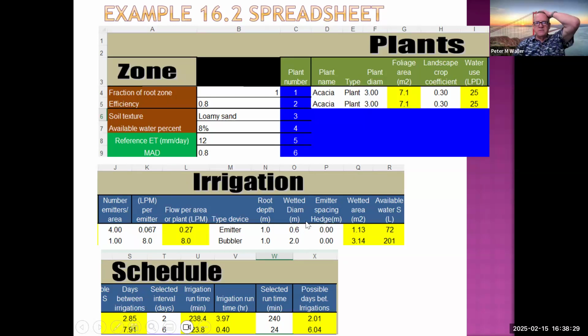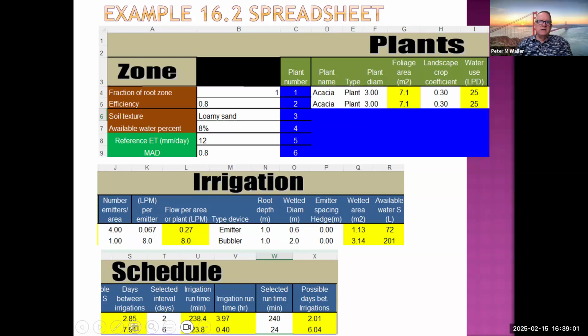And then we have the root depth, the wetted diameter, the emitter spacing. And the thing about the emitter spacing here is this has an if-then statement. If it's a hedge, then you give this a length. But if it's just a plant, you let it be 0, and it'll calculate it as a plant with cylindrical, circular geometry. So the wetted area is 1.13. The available water under that wetted area of the drip emitters is 72. For the bubblers, it's 201.